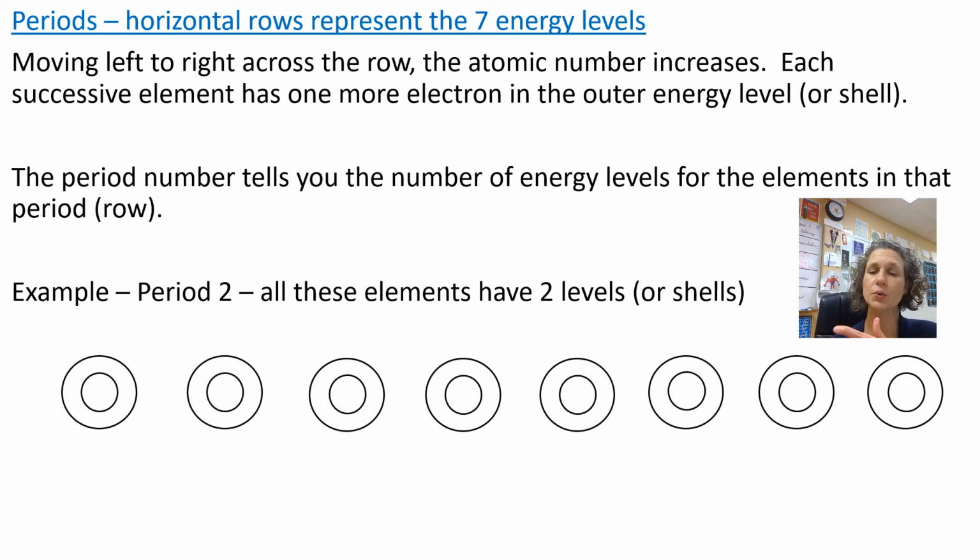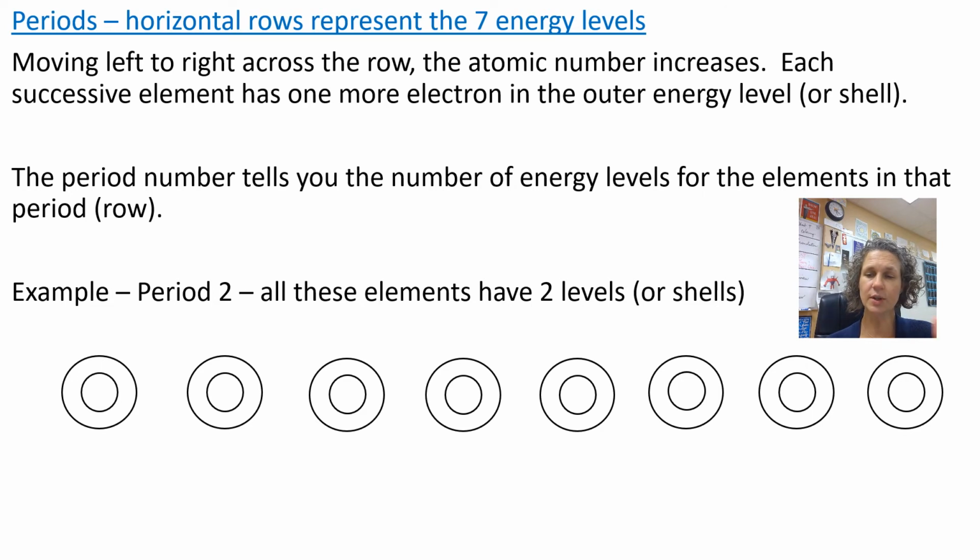Okay, so now just periodic table stuff, just some things to know. First of all, the rows are called periods, so that's where we get periodic table from. Moving across from left to right, the atomic number increases. Each element has 1 more electron in its outer energy level. Sometimes these are called shells. That was terminology I always use, so if I say that, I want you to know I'm talking about energy levels. And the period number, or the row number, tells you the number of energy levels, in our case circles, that we could draw for the elements in that row or period.